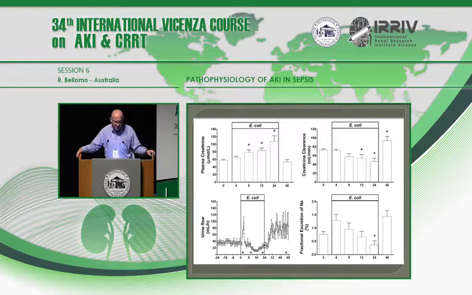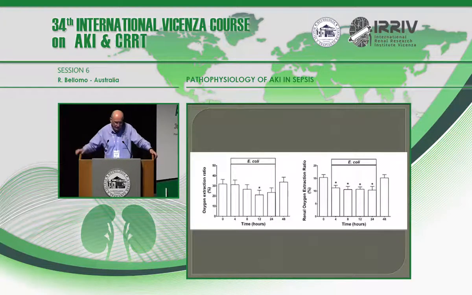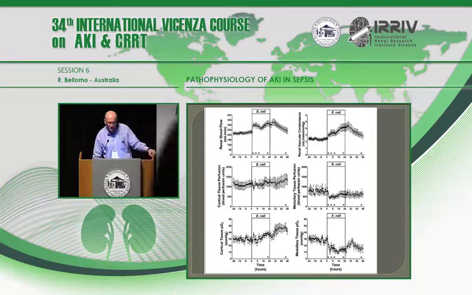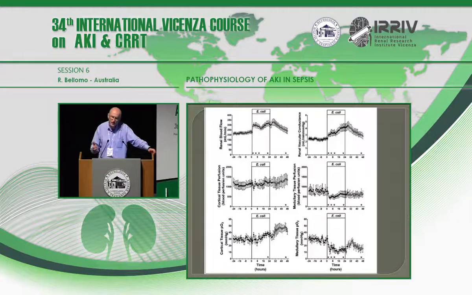The plasma creatinine, you can see, rapidly goes up in 24 hours from 60 micromoles to about 120 micromoles. The creatinine clearance falls, the urinary output goes down, the fractional excretion of sodium goes down, but the global oxygen extraction goes down, suggesting that there is no significant oxygen debt or hypoxemia or tissue hypoxia taking place. When you look at the renal blood flow in this model, that goes up again as before, and the renal vascular conductance goes up, consistent with vasodilatation.